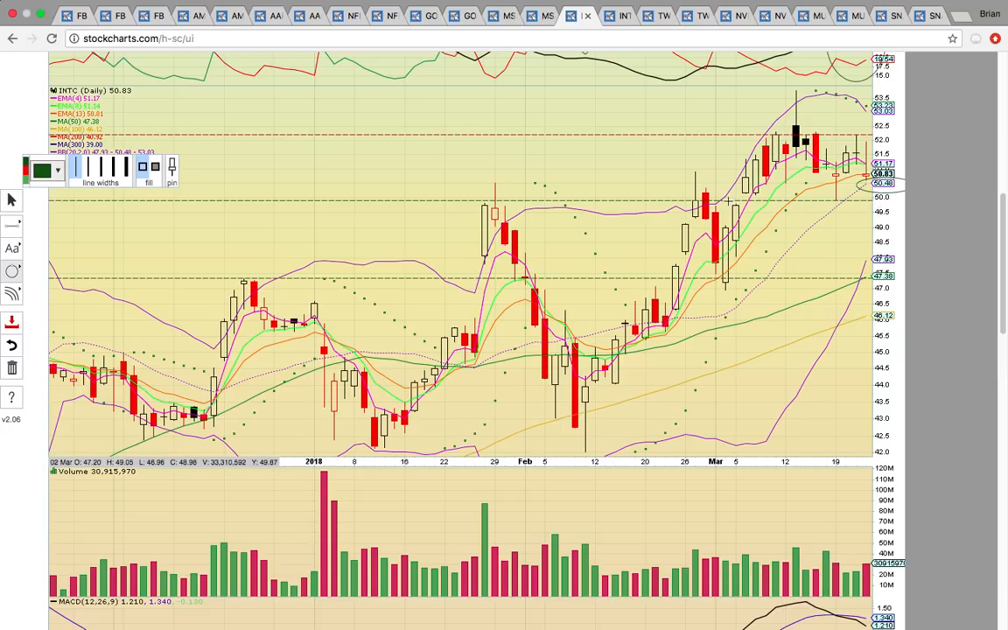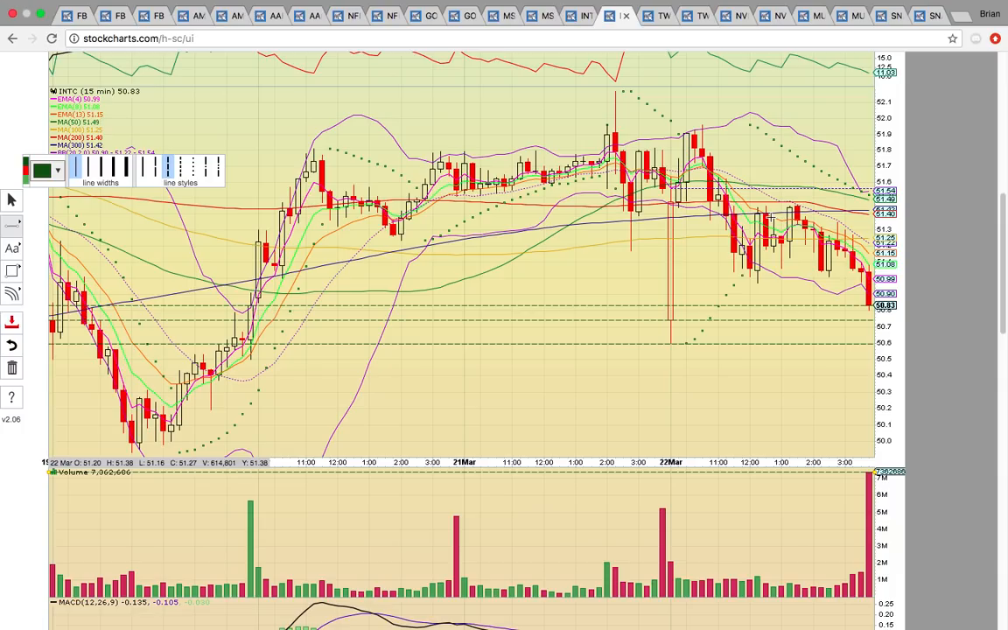If it drops below, you want to see this 50 level hold. That was the high close here before that signaled the breakout higher. A drop below 50 would be a red flag, and you could see it drop to 47. Is Intel ready to start a new downtrend, or is it going to bounce off of support here? It has to hold the middle Bollinger Band to keep the uptrend going.